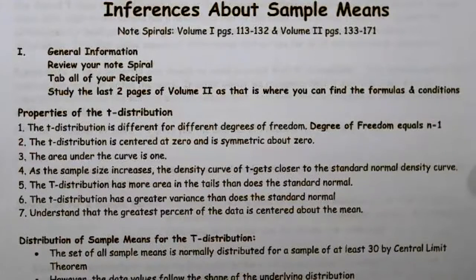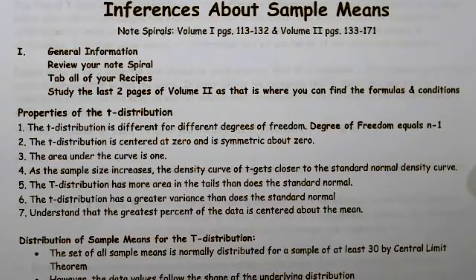First off, when it comes to sample means, there's a lot of pages in the notes file. You can see it's 113 to 132 in Unit 1, which basically introduces the t-test. And then it's pages 133 to 171 in Volume 2. I would highly recommend you tab all your recipes. I may try to do something kind of nice, but I haven't had time yet. Since y'all are going to have access to things during the exam, I may try to get some things set up that might make things easier to locate.